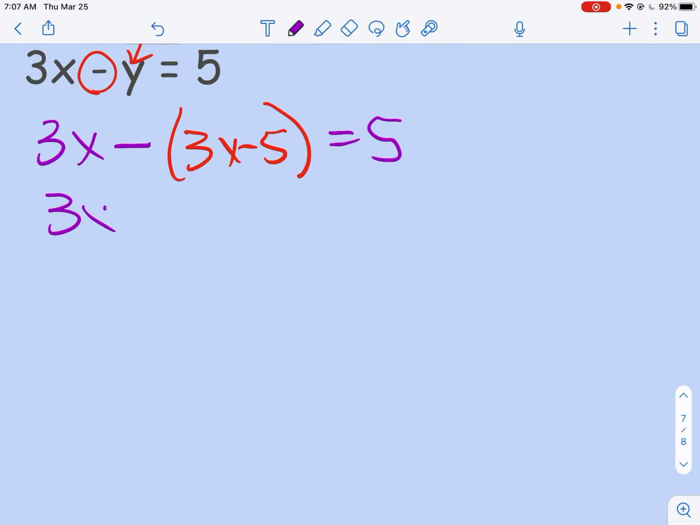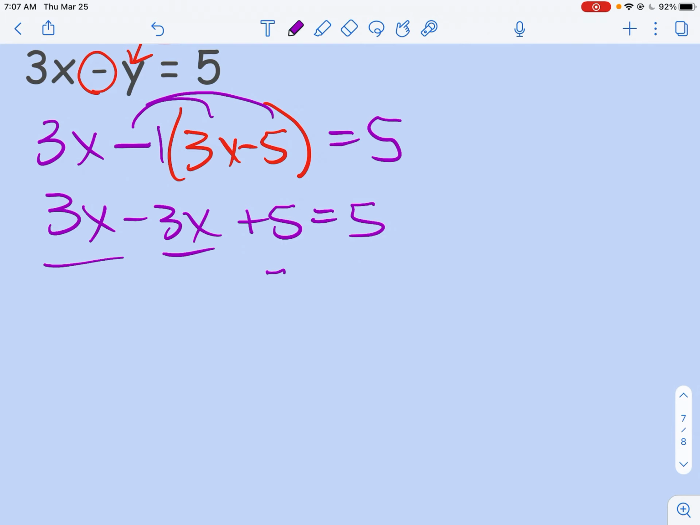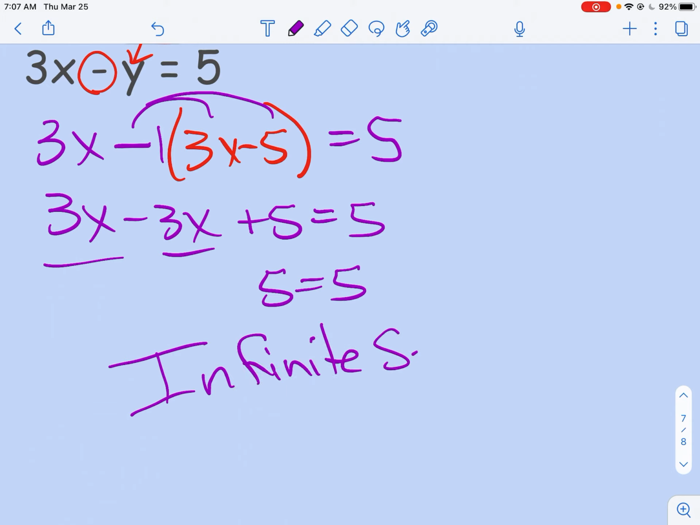So this would get me 3x. Remember, there's an invisible 1. We're multiplying that negative 1 through, and it changes the signs. Look at this. Those cancel out. This equals this. So your answer is infinite solutions.